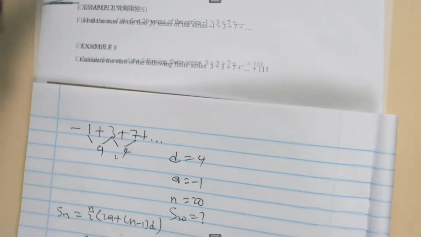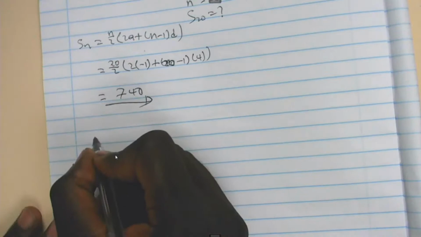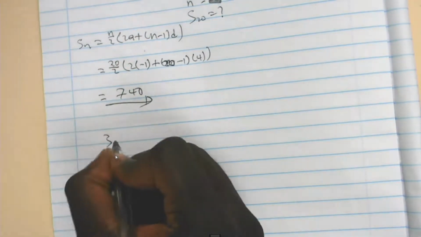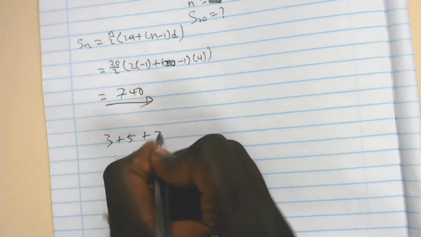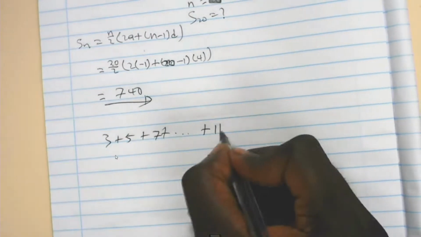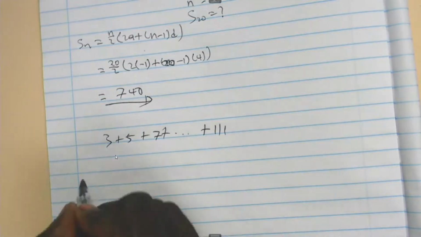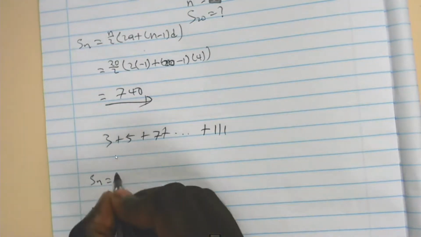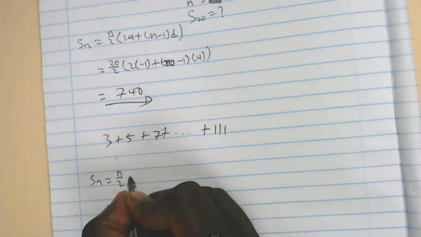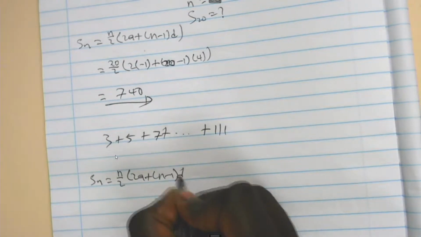And then if this is the arithmetic sequence, the series is 3, 5, 7, and then it continues up until it gets to 111. Now, Sn is equal to n over 2 into 2a plus n minus 1 by d.